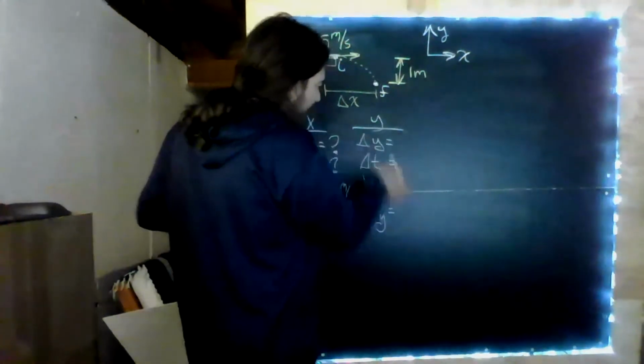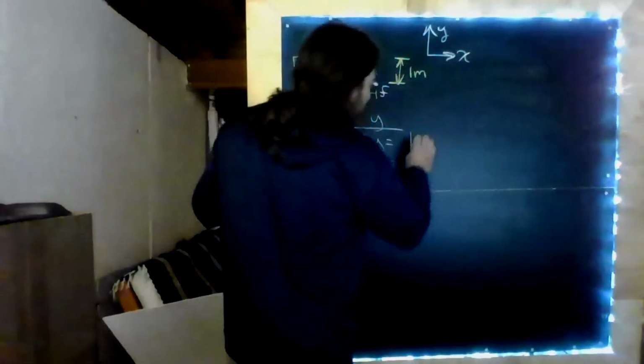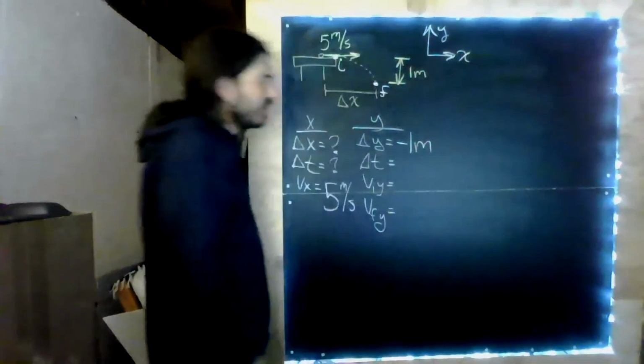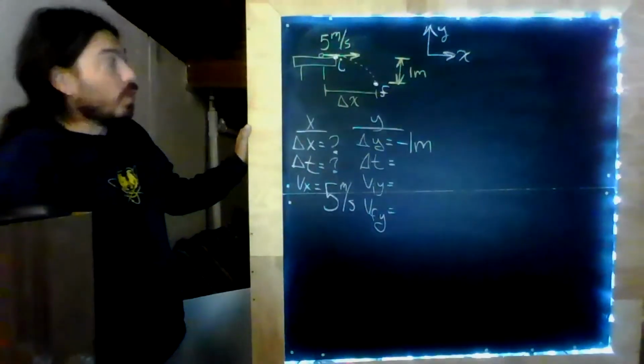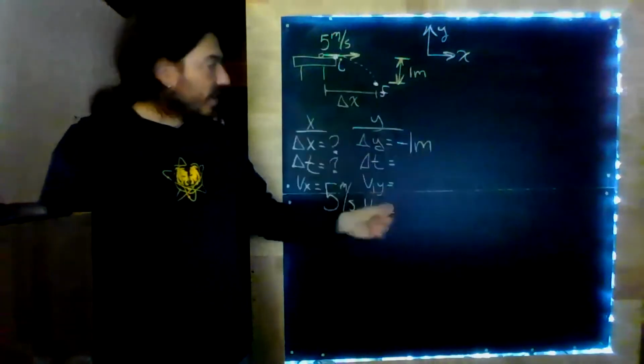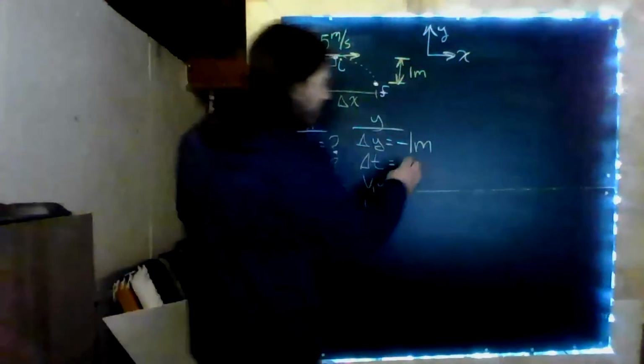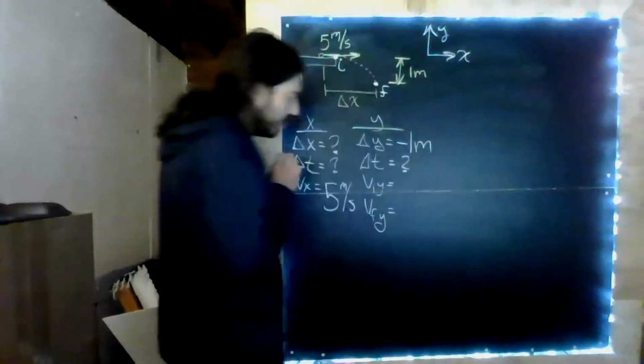So moving over here, we've got delta y. Do we know that? We do. It's 1 meter, but be careful. Since the coin is moving down, it is negative 1 meter. We've defined up as positive. Therefore, if the coin is moving down, its displacement is negative 1 meter. Delta t, definitely don't know that. Ooh, this is a tricky one.